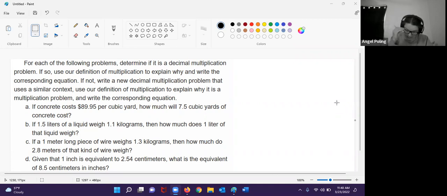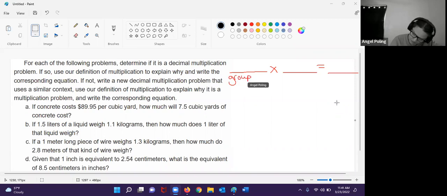Okay, so let's look at the definition of multiplication first. That way we have a center. So we have the number of groups times the number of units in one group, and then the total number of units. So that's our anchor, right? That's our definition of multiplication.